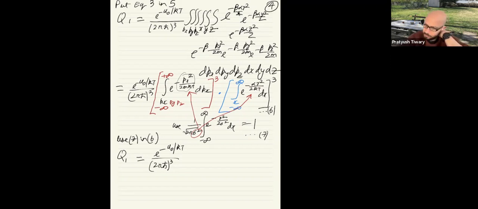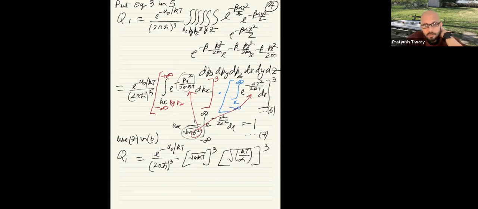And the first integral is just going to be square root of mkT to the power 3. Why did the square root of mkT come? That's the square root of 2 pi sigma square that you have for a Gaussian, multiplied by square root of kT by alpha to the power 3.